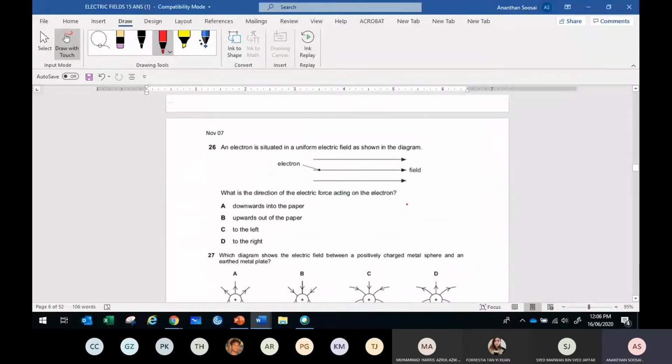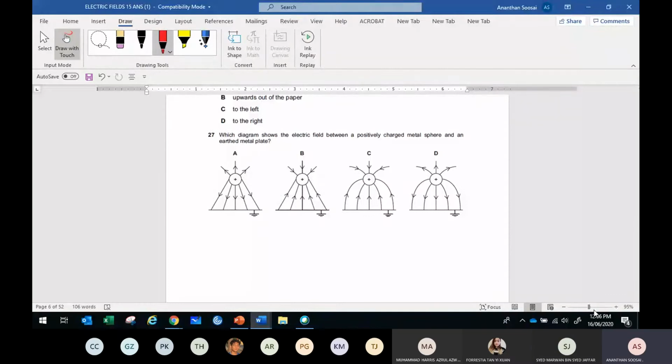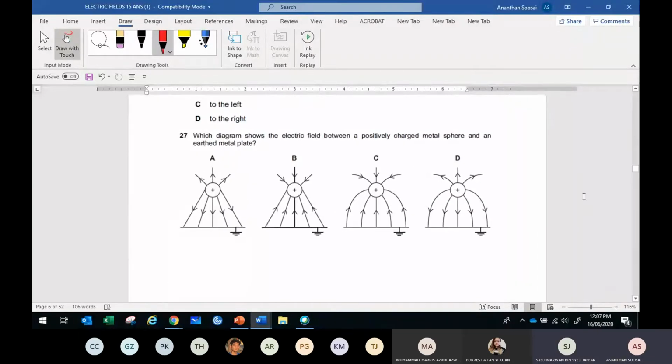Okay, this one. Page 20, question 27. What's the answer? Try to do as many questions as possible. Okay, good, good. So D. Should be D, right?